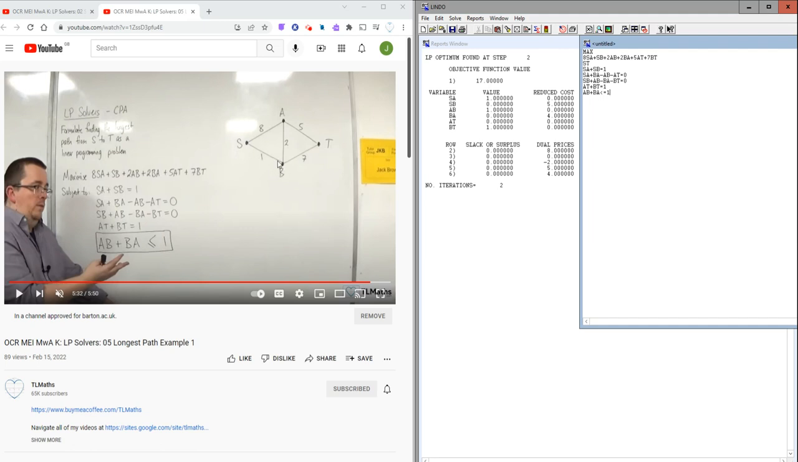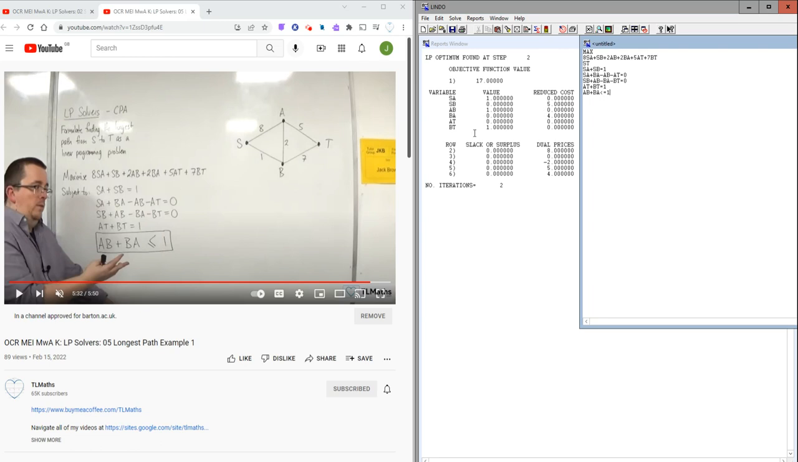And then remember, I'm looking for the longest path. So what would I need? That would have to get me down to 12, wouldn't it? So it'd be 2, 2, 7. Okay, so that would now be the longest path. So it's actually going along SB, then BA, AB, and then BT. That would get me to 12. And that's 17, take away the 5. So rather than adding the reduced cost on now, we are maximizing, so it would reduce the 17 by 5.